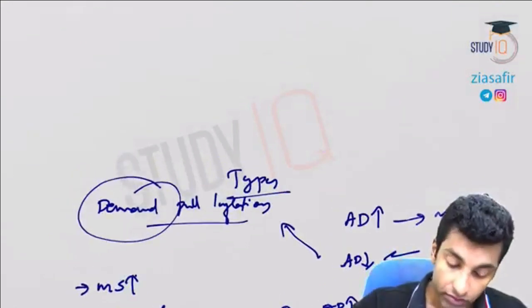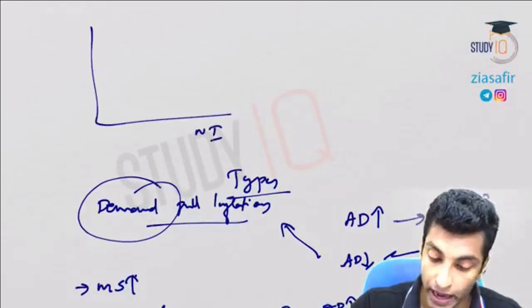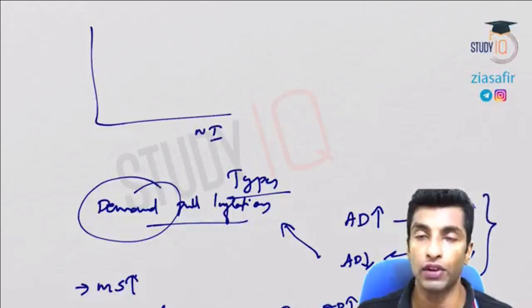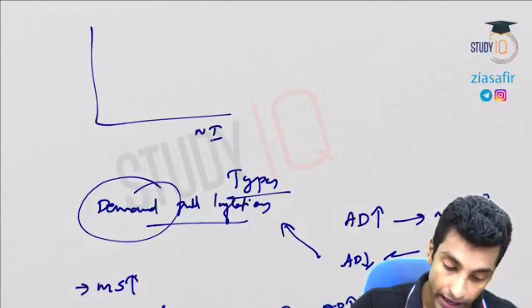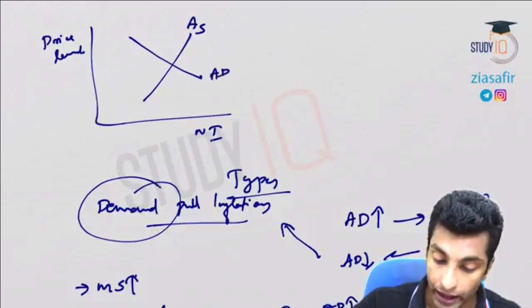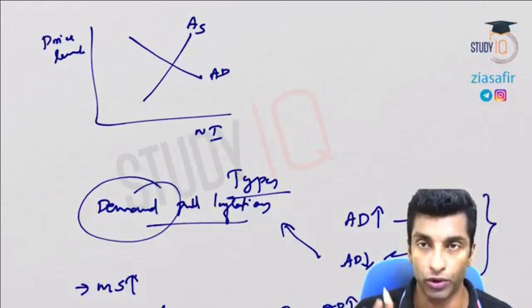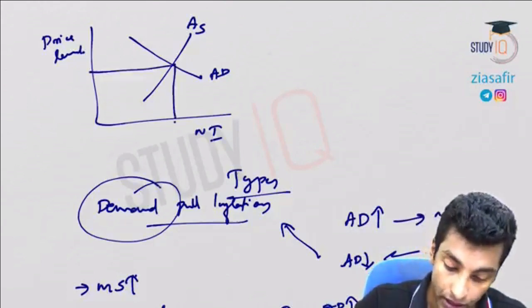Now, I'll show it in the graph. What is this inflation? I told you it's a macroeconomic concept. So in the x-axis we'll go for national income, and in the y-axis we go for price level. Okay, so let's say this is the aggregate supply, and this is the aggregate demand. The demand curve is downward sloping, the supply curve is upward sloping. You know the reasons. So this is the current position.